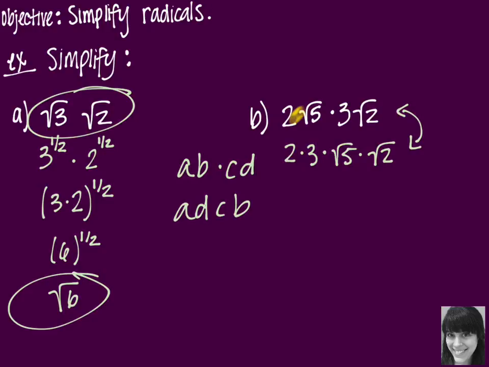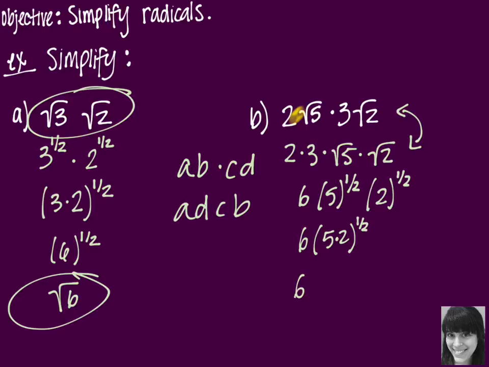I know that 2 times 3 is 6, and then I have the square root of 5, which is the same thing as 5 to the 1/2, and I have the square root of 2, which is 2 to the 1/2, and then I can combine those, right? So I have 6 times 5 times 2 to the 1/2. And then I can simplify that by saying 6, and then 5 times 2 is 10, and I know that that 1/2 is actually the square root. So then I can say 6 square root of 10. You could say 6 times the square root of 10, but you don't need to. You can just say 6 square root of 10.